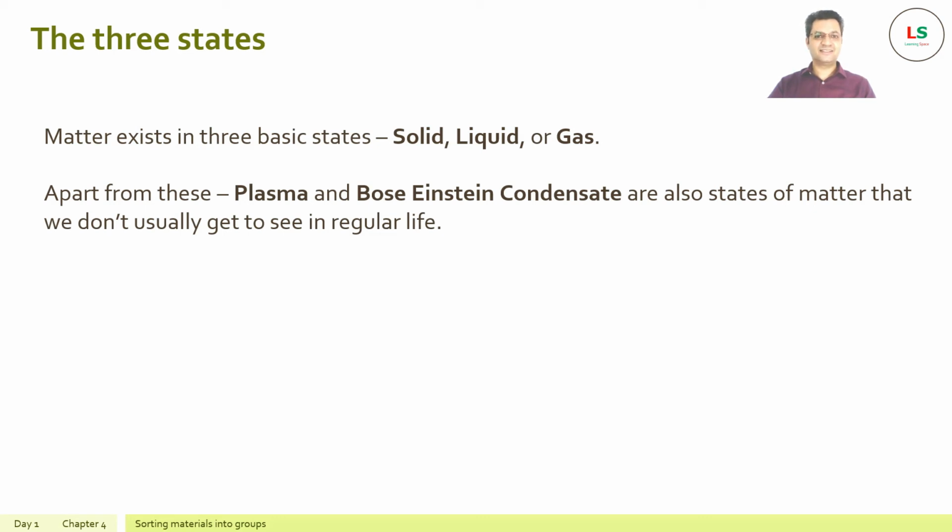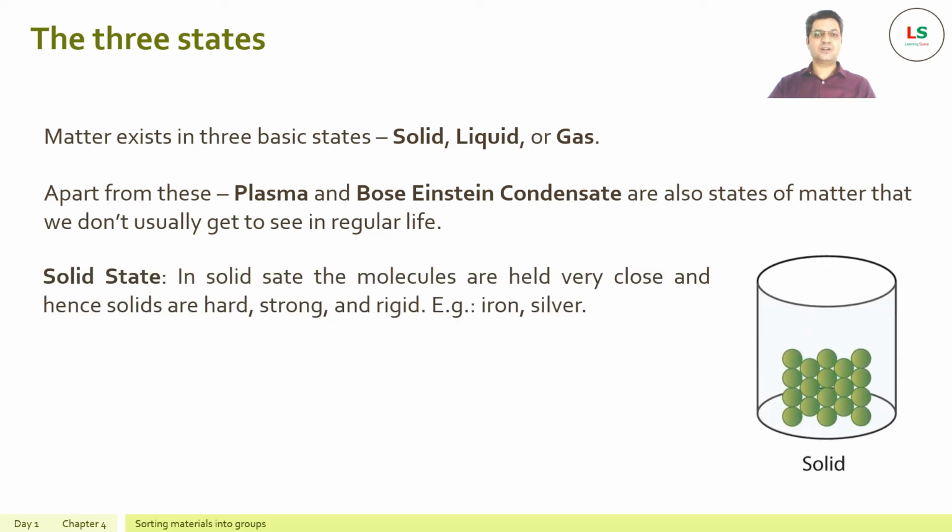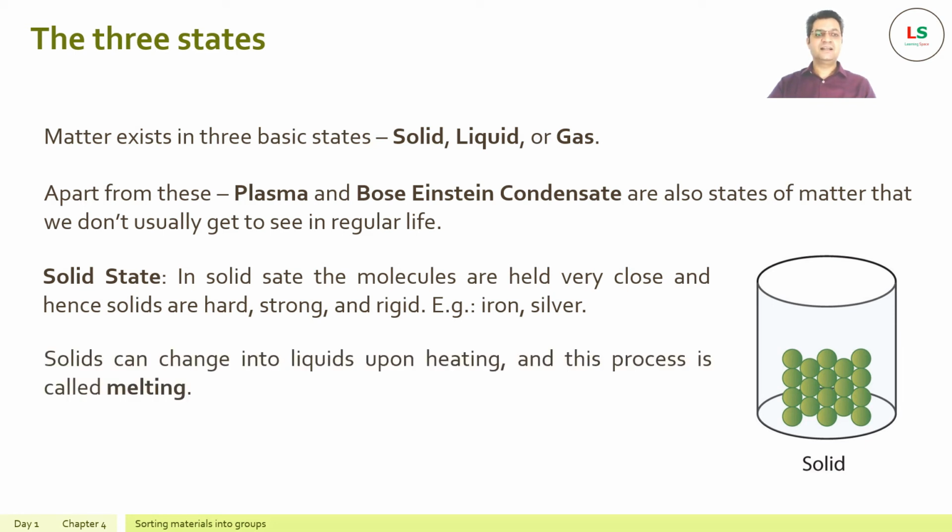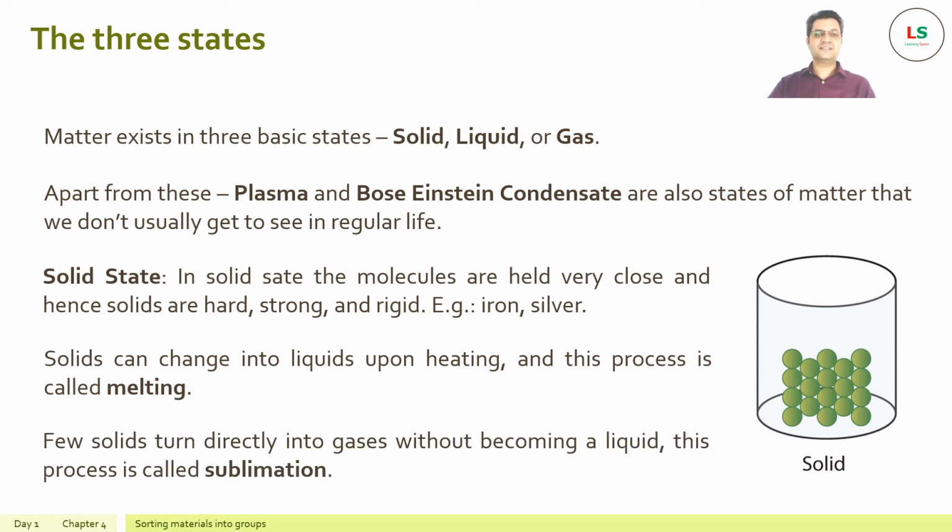We begin with the solid state. In solid state, the molecules are held very close and hence solids are hard, strong and rigid. Example, iron and silver. Solids can change into liquids upon heating and this process is called melting. Few solids turn directly into gases without becoming a liquid. This process is called sublimation.